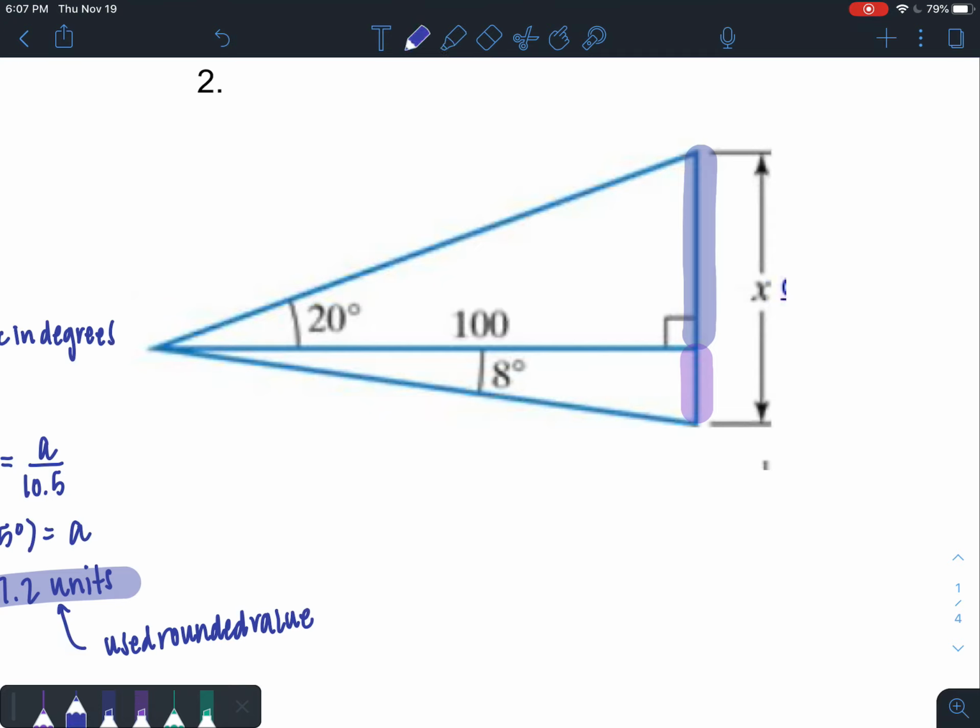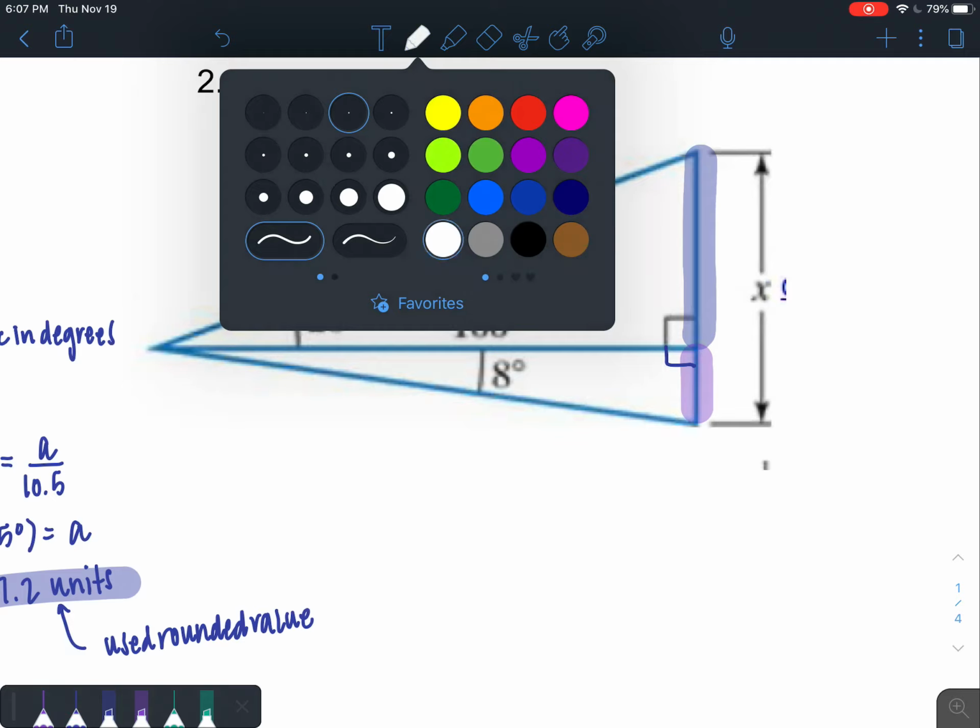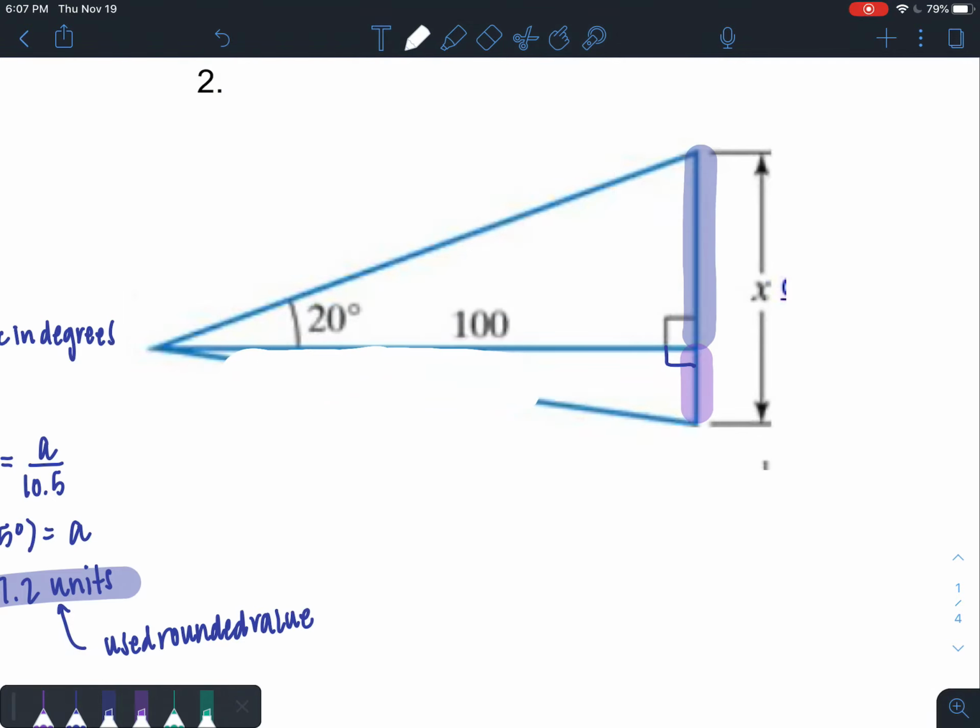So just something I want to point out, if this is 90 degrees, this is also 90 degrees. And so let's go ahead and just focus on the top half. So I'm actually going to white out the bottom half just to eliminate any confusion that we might have.